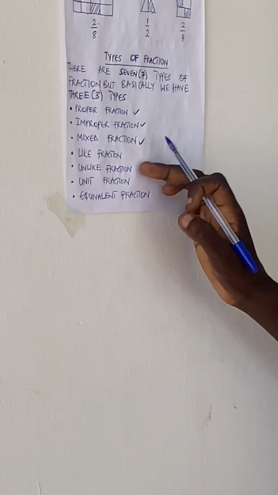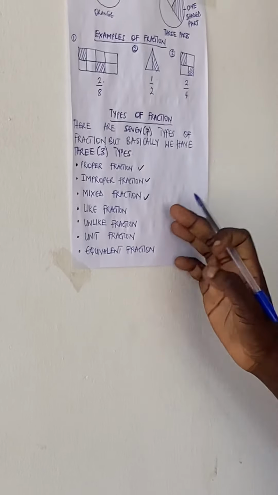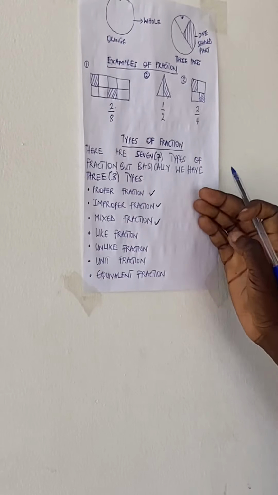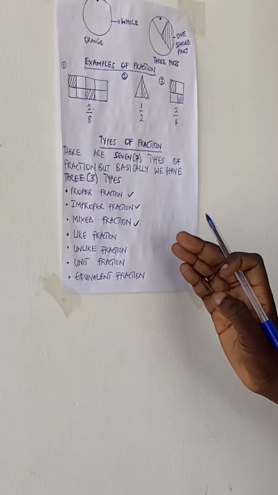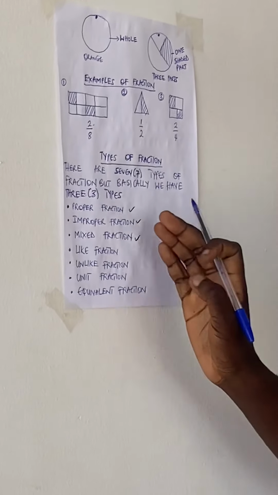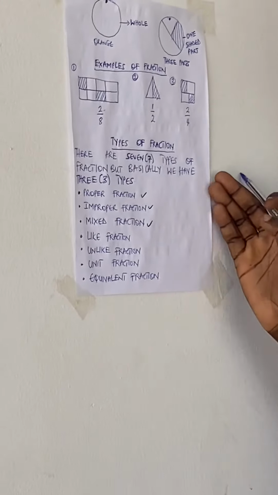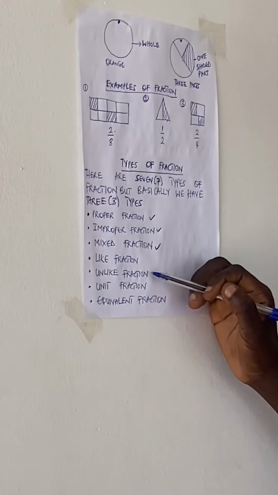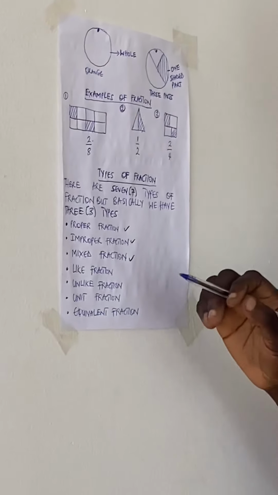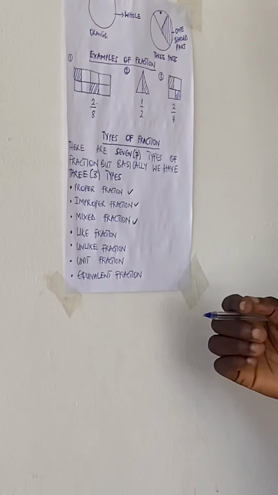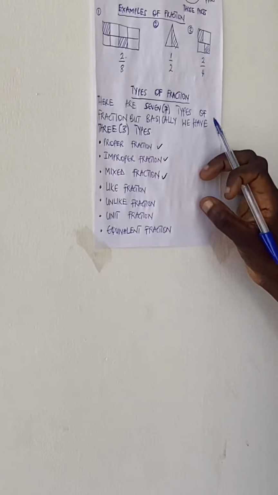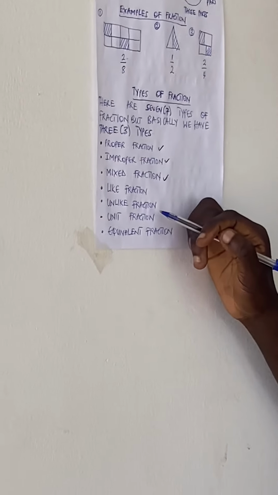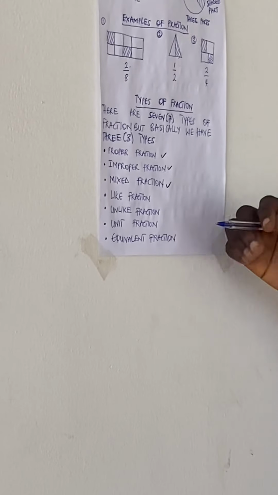Unlike fraction is a type of fraction which has different denominators. Like we have 1/2 and 2/5. So 2 and 5, you see, they are different denominators. They are not same denominators. So they can ask you, differentiate between like fraction and unlike fraction. Like fraction is a type of fraction which has same denominators, and unlike fraction is a type of fraction which has different denominators.